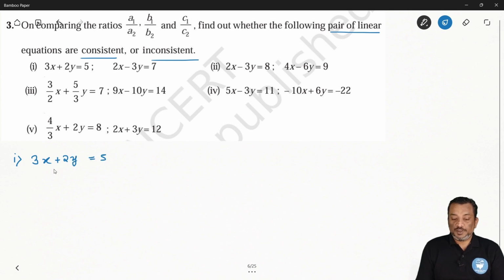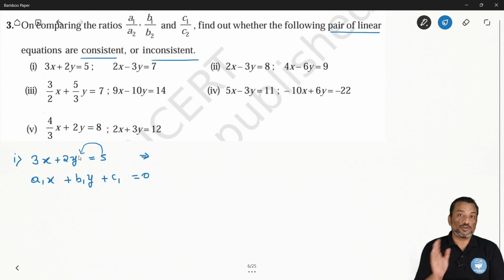ठीक है, नाउ सबसे पहले आप देखो ये हमारा स्टैंडर्ड फॉर्म इक्वेशन में नहीं दिया है, क्योंकि हमारा स्टैंडर्ड फॉर्म इक्वेशन मैंने बताया था a1x plus b1y plus c1 is equal to 0। तो ये स्टैंडर्ड फॉर्म में नहीं दिया, सबसे पहले हमें इसे स्टैंडर्ड फॉर्म लीनियर इक्वेशन में लाना होगा। So we can transpose this 5 to this side. So transpose होगा तो 5 अभी प्लस है तो क्या हो जाएगा माइनस। So you will get 3x plus 2y minus 5 is equal to 0.